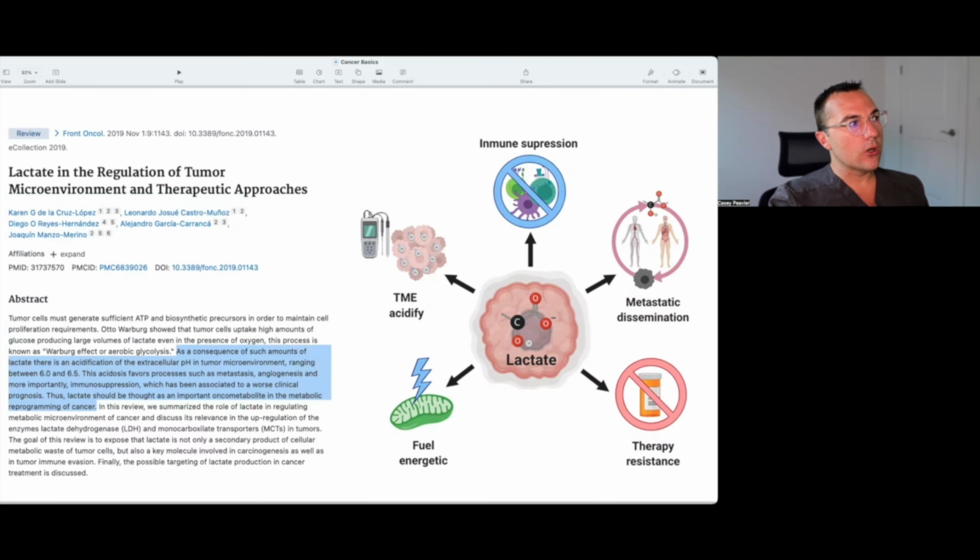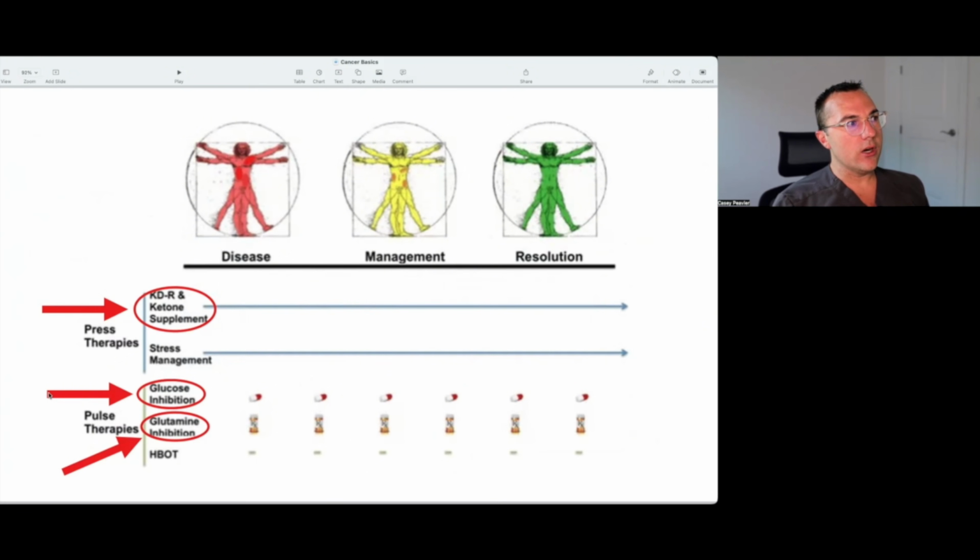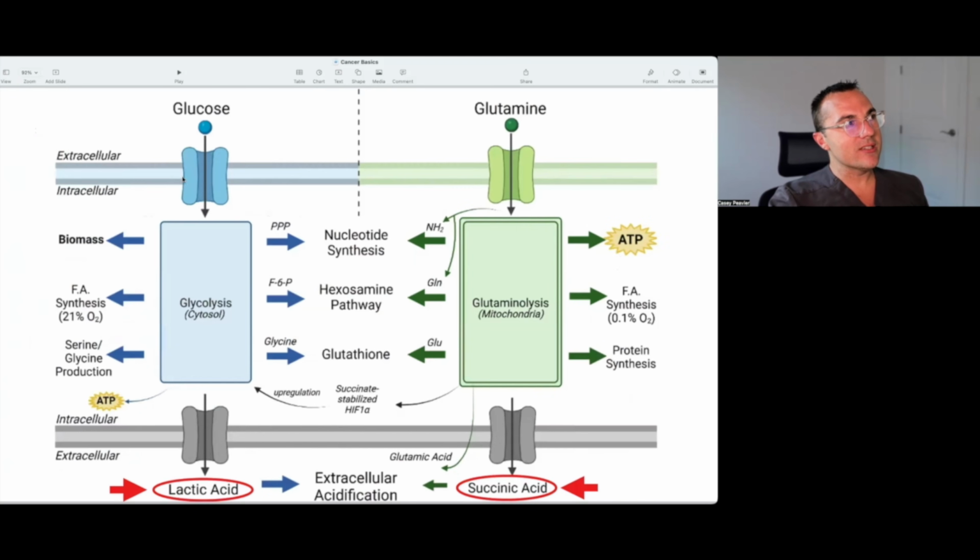And so when we look at a very high-level overview of what Seyfried proposed in 2017 with this graphic right here, of putting people on a ketogenic diet and inhibiting glucose and inhibiting glutamine, it would make sense then that by limiting the amount of glucose getting to the cancer cells by being on a ketogenic diet, or by adding a glucose inhibitor or a glutamine inhibitor, we're going to be able to partially or hopefully completely shut down glucose and glutamine being fermented into lactate and succinate.